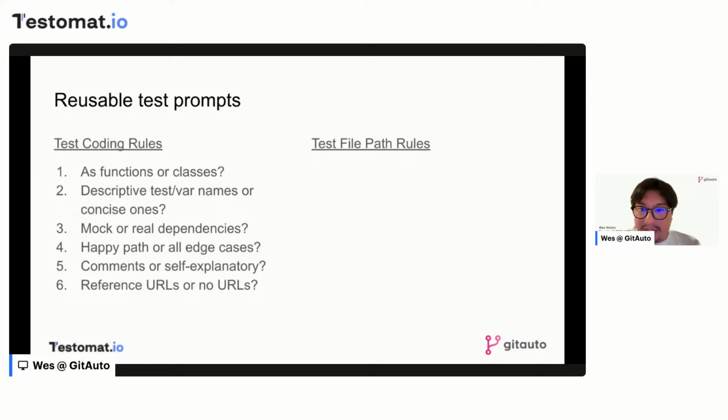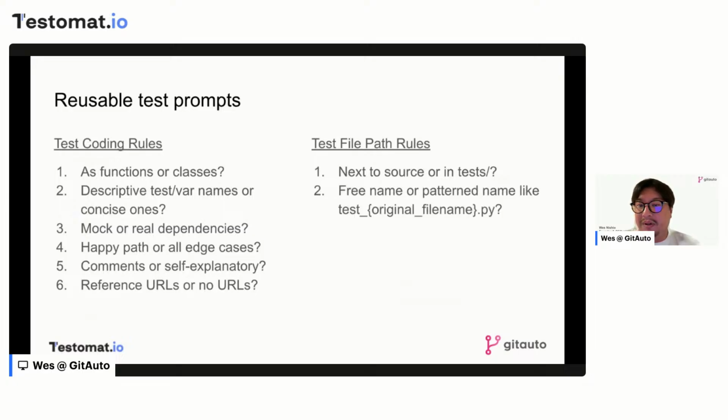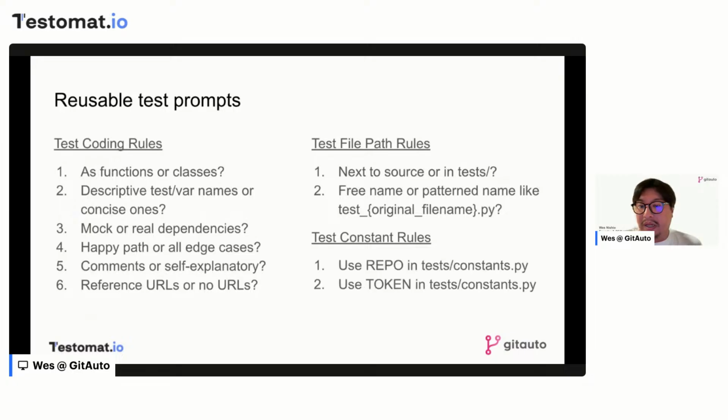And also file paths. Do you want to place newly generated test cases into a test directory or next to each source file? And the file name: what does it look like, test underscore original file or original file underscore test? You have to specify. And also constants.